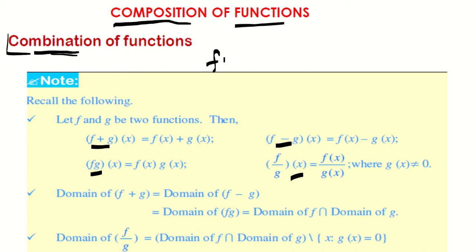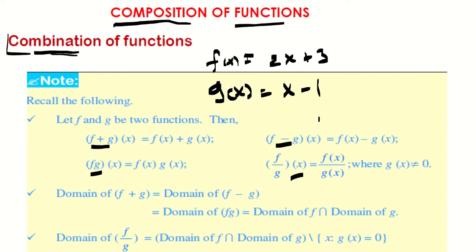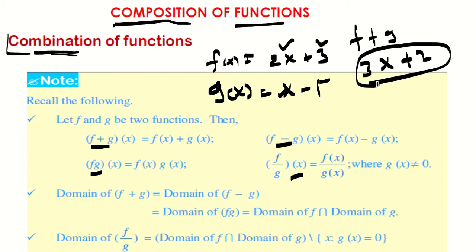For example, if you have a function f of x equal to 2x plus 3, and another function g of x, which is x minus 1, to add these functions, f plus g, you collect and add the like terms. 2x plus x would be 3x, and 3 minus 1 would be just 2. This is how to add. Taking the difference, minusing, is also the same, and multiplying means distributing.